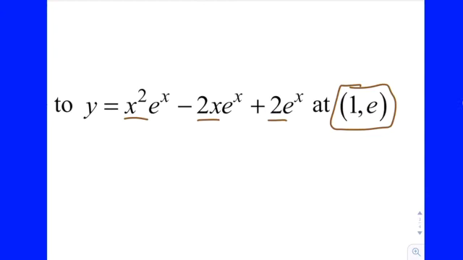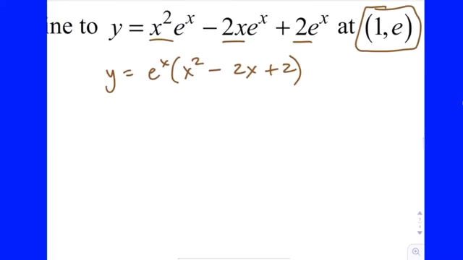Could we factor the e to the x out first? And if so, would that make it easier to differentiate? Well, let's at least try it. If I factor out the e to the x, I get x squared minus 2x plus 2. That should make it easier to differentiate because now it's just one product rule. So look for that kind of thing before you start.